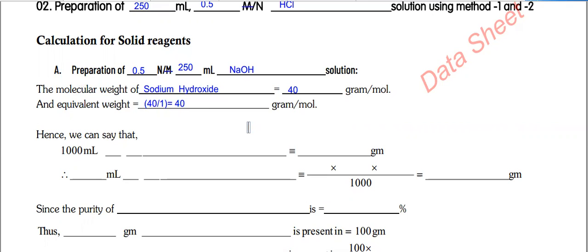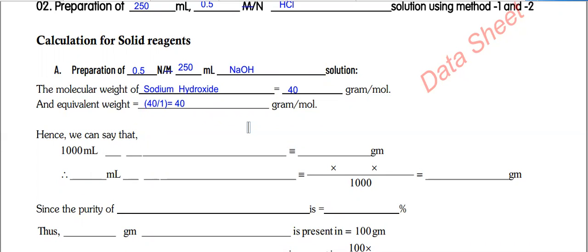Here, this one is the equivalent number of sodium hydroxide, and this 40 is the molecular weight of sodium hydroxide. You know that whenever the molecular weight is divided by the equivalent number, we can get the equivalent weight. Since we are doing the normality math, we should calculate the equivalent weight, and this equivalent weight will be used for the rest of the calculation. Okay.